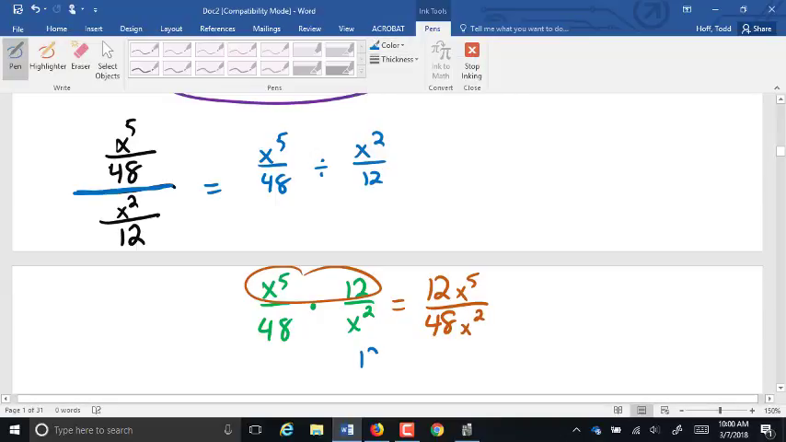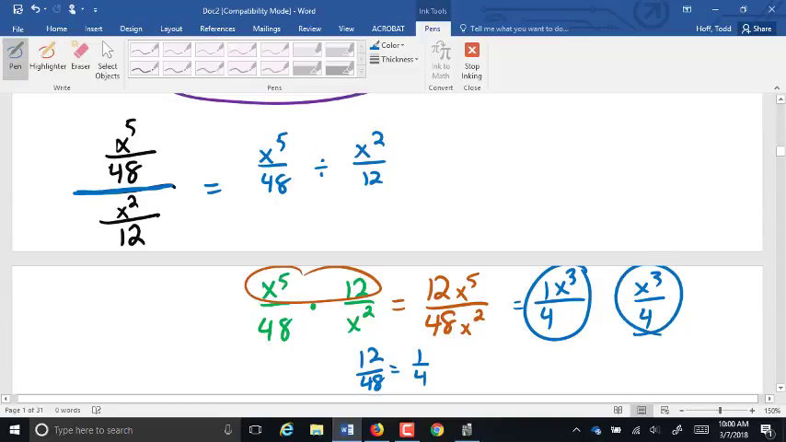The 12 over 48 reduces to 1/4. The x to the fifth and the x squared reduce to an x to the third, and it's going to go on top. So I could have 1x to the third over 4 or just x to the third over 4. Any questions?